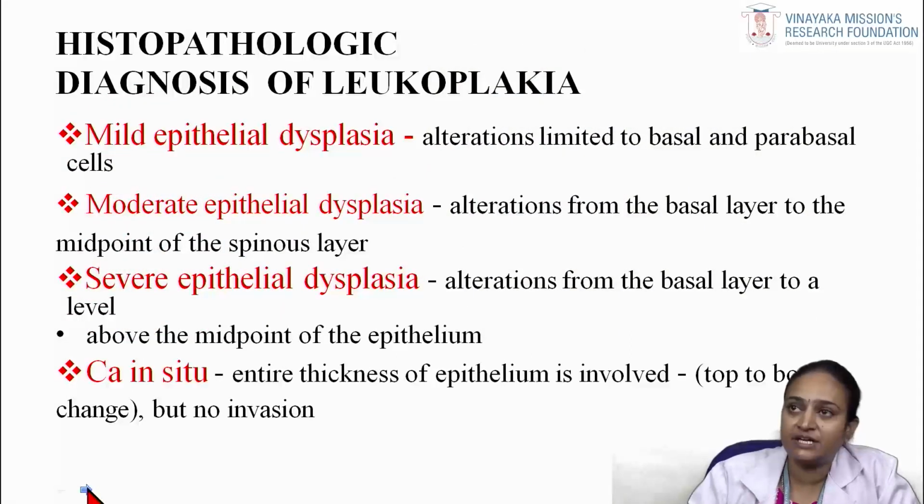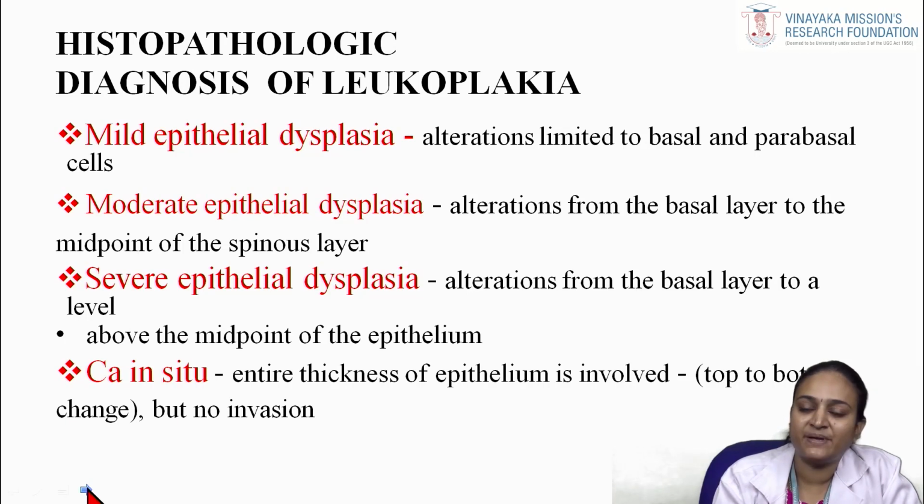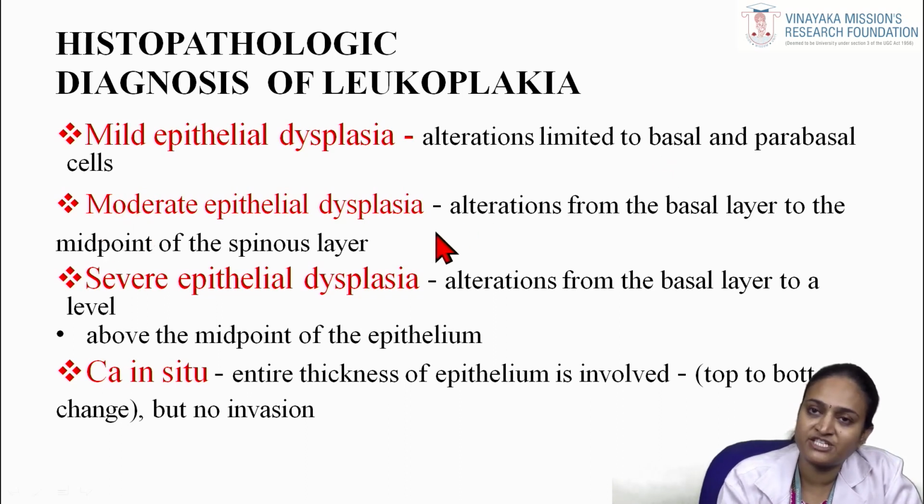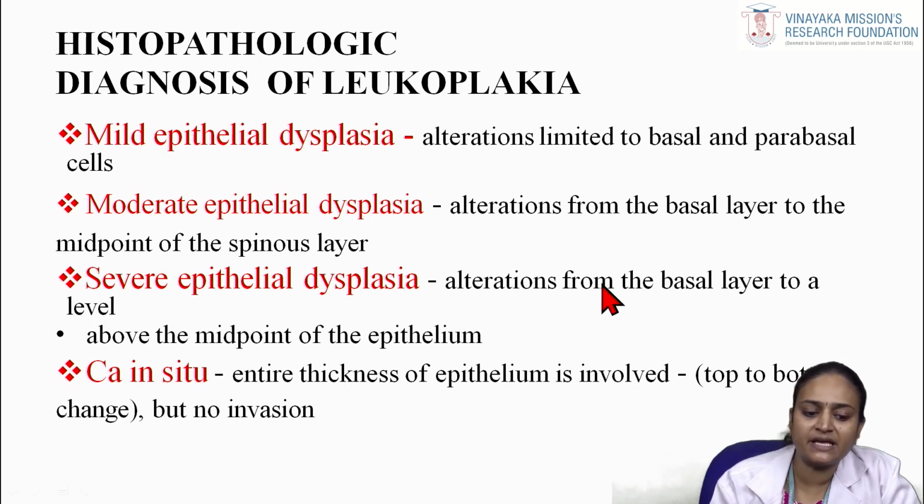Coming to the histopathological diagnosis of leukoplakia: mild epithelial dysplasia, the alteration is basically limited to basal and parabasal cells. Moderate epithelial dysplasia, the alteration from the basal layer to the midpoint of the spinous layer. Severe epithelial dysplasia, the alteration from the basal layer to above the midpoint of the epithelium. Carcinoma in situ, where the entire thickness of the epithelium is involved. From top to bottom, you can see the dysplastic changes, but no invasion. There is no invasion, it is only within the epithelium.